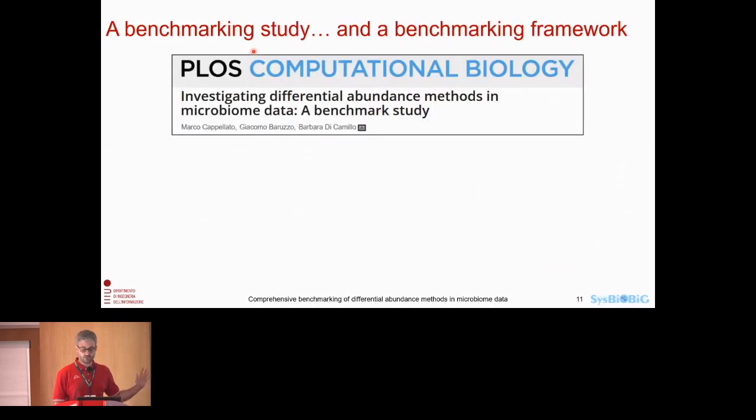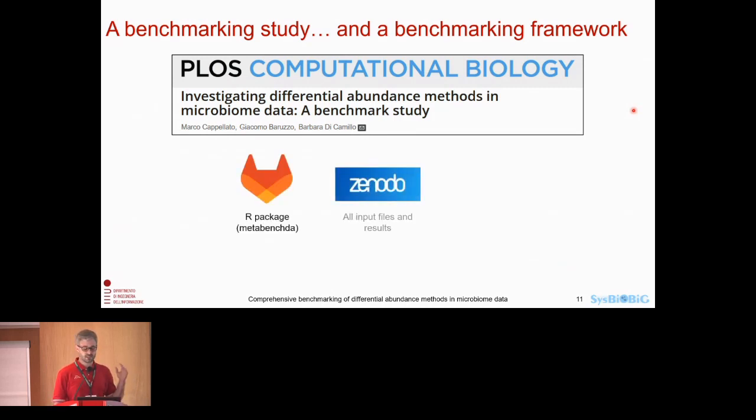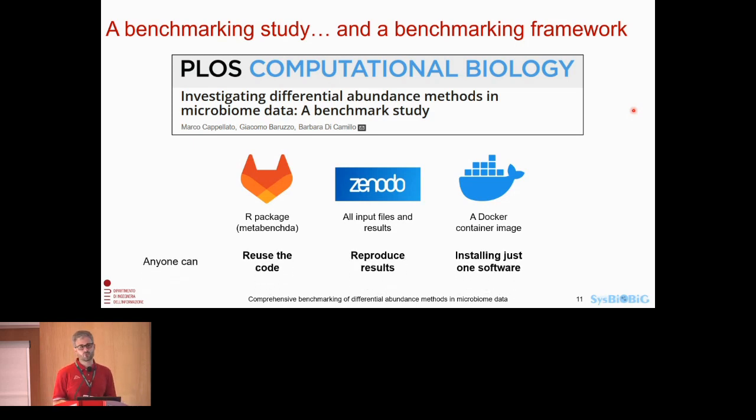All I have explained in this talk is available in this article, that we consider not only a benchmarking study, but more a benchmarking framework. We release the package that we used to perform the simulation and the assessment. All the data, input and output, are on Zenodo, and everything, to make it easy to use, is on Docker. So we would like this work to be a building block, maybe even for future benchmarking studies.